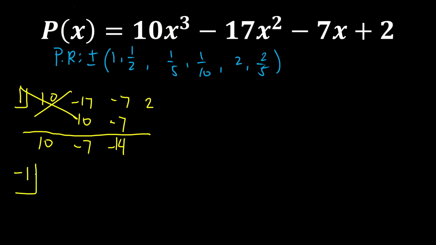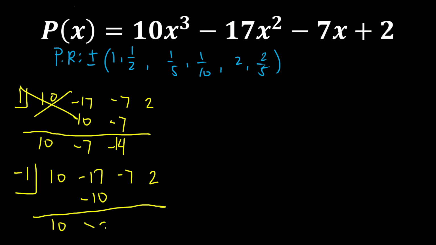Negative 1. So, we have 10, negative 17, negative 7, 2. Synthetic division. So, bring down 10. 10 times negative 1 is negative 10. Tama? Then, add. So, this will be negative 27. Obviously, kahit i-multiply natin, this will be positive 27. This will be positive 20. So, hindi rin siya mag-0. So, huwag na rin natin tapusin.